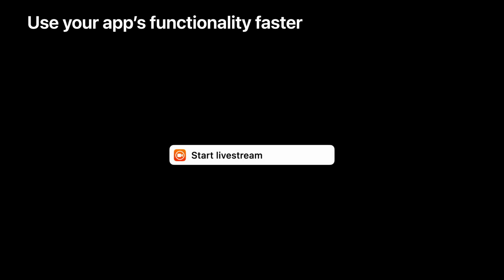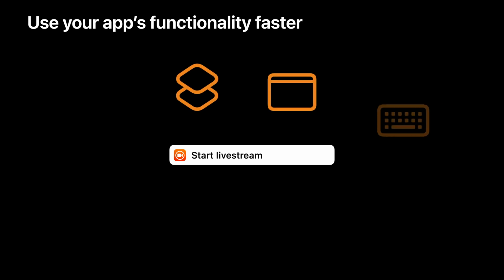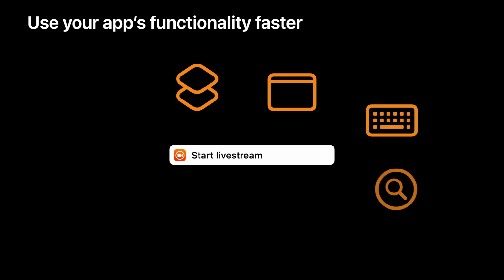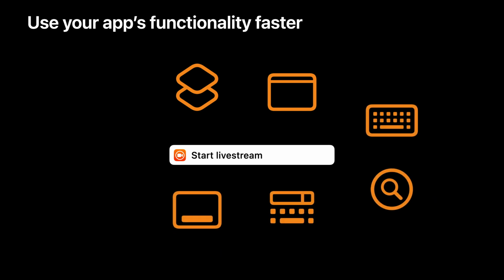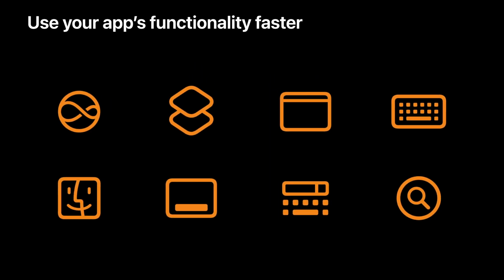There are so many places in macOS where people can run their shortcuts. If you expose an action from your app, all of a sudden, people will be able to use it from the Shortcuts app itself, the Shortcuts menu bar, by typing a keyboard shortcut, by searching in Spotlight, and much more. So you're opening people up to use your features faster and in more places than ever before.